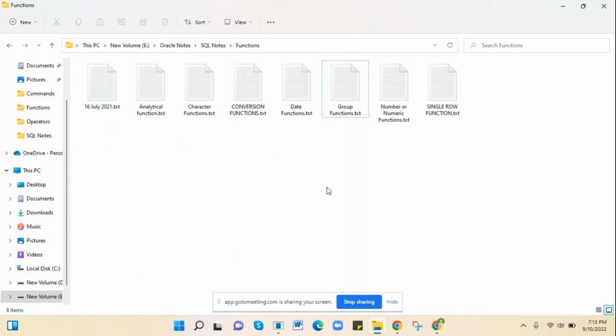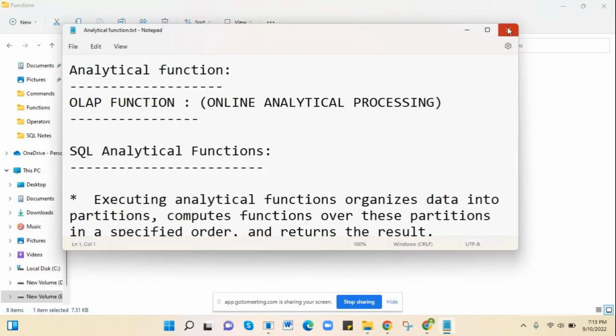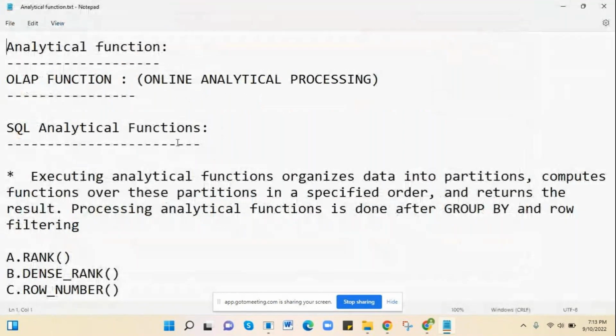Next we have analytical functions. It is the most important, analytical functions. There are so many analytical functions, but mostly three are important for you, Tableau people. We have two ways, two functionalities. One is OLAP, second one is OLTP.